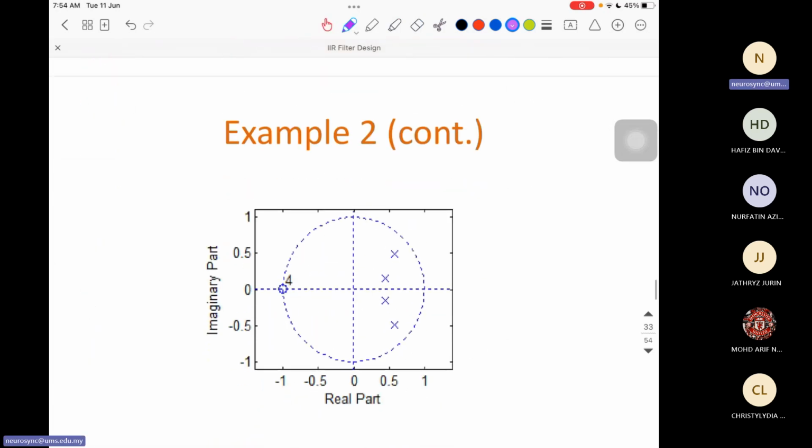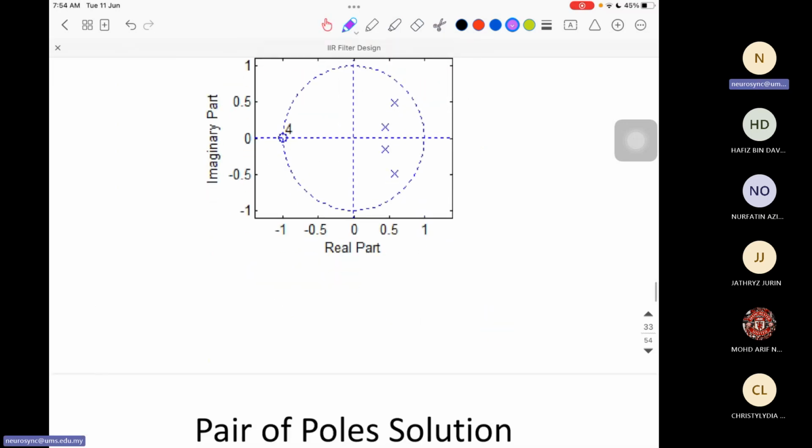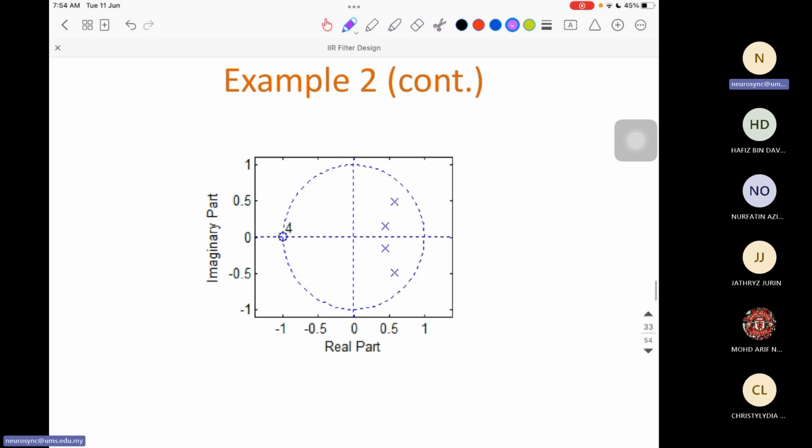And if I plot the pole zero plot, then there are 4 zeros at z equal to -1, and these are the 4 poles you will get here.